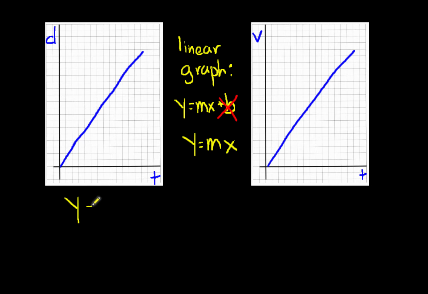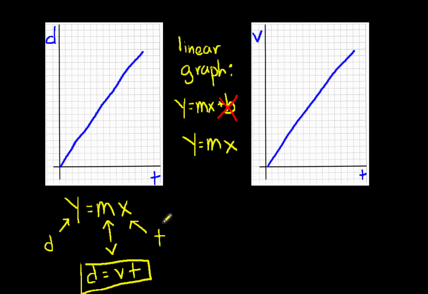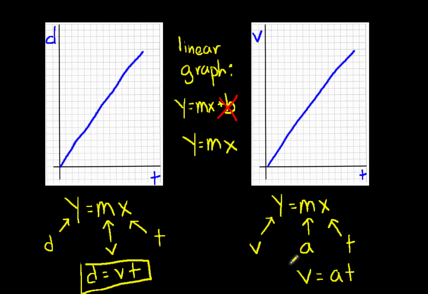For the dt graph, the equation is y equals mx, but on the y-axis is d, and on the x-axis is t. And we know the slope of a d versus t graph is speed. So that means the equation of a dt graph that's linear is d equals v times t. For a vt graph, the equation y equals mx tells us since v is y, and x is t, and m is acceleration, the actual equation for a linear graph on a v versus t graph is v equals at.